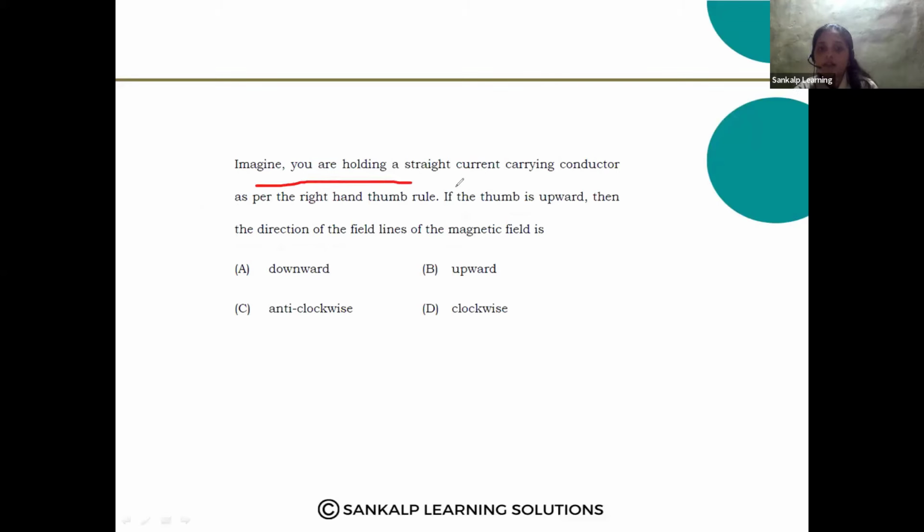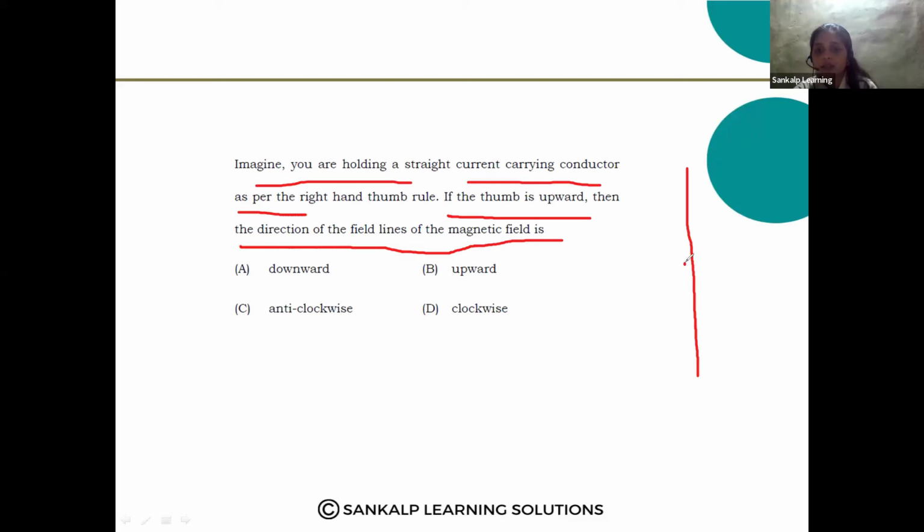Imagine you are holding a straight current carrying conductor. As per the right hand thumb rule, if the thumb is upward, then the direction of the field lines of the magnetic field is. So just imagine you are holding the current carrying conductor like this. Which rule will you apply here? If the thumb is upward, then the direction of the field lines of the magnetic field is.